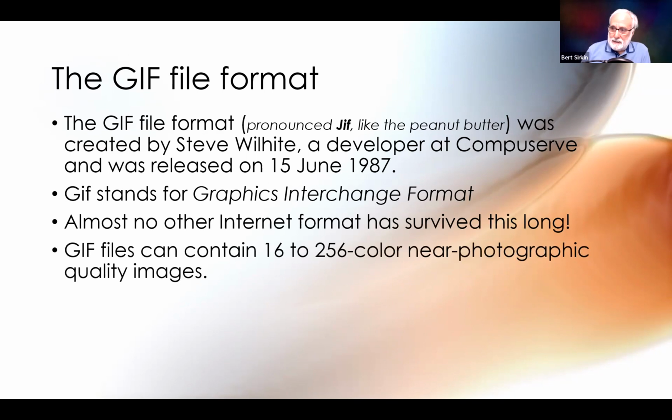Basically, GIF files can contain 16 to 256 color near photographic images. And we say near photographic because 256 colors is nowhere near what we have come to expect in digital photographs. Many 14-bit digital images have something like 16 billion colors, some ridiculous number. So 256 colors aren't really photographic quality, and for the most part, they look pretty decent. If you look at them small, it's not something you'd want to print into a 16 by 20 or 20 by 24.